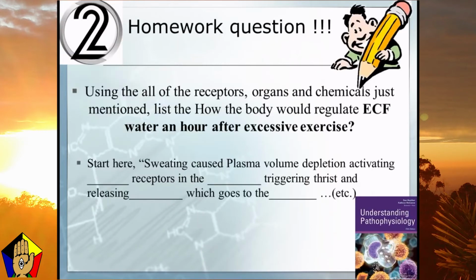So the next question is, using all the receptors, organs, and chemicals we just talked about, list how the body would regulate your extracellular fluid water after exercising. So not immediately after exercising, after you've relaxed. So you've already sweated all this stuff away, you've been breathing really hard, blowing out this water, and now what's going to happen? So here's the pathway. I gave you the kickstart, and then you just have to finish it. So you can use your textbook or whatever you need to. You can go back and look at the slides. But so you're sweating. It causes plasma volume depletion, which activates what kind of receptors? So when your plasma volume goes down, what kind of receptors?